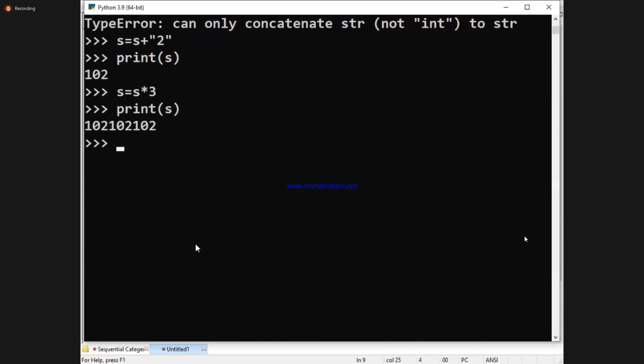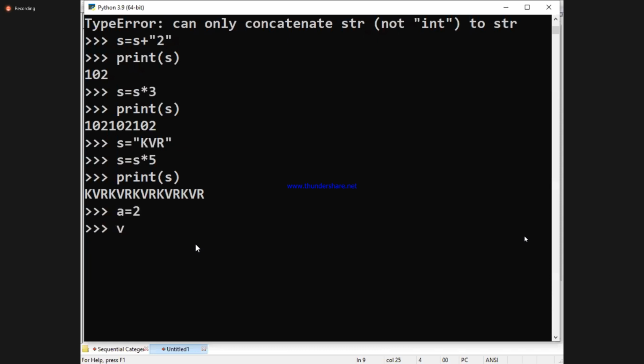More clarity. S is equal to KVR. I want to print KVR 5 times. How do you print? It's a very frequently asked question. Print of S into 5 gives KVR five times. So the star operator is called the repetition operator. A is equal to 2, B is equal to 3, A into B, please.